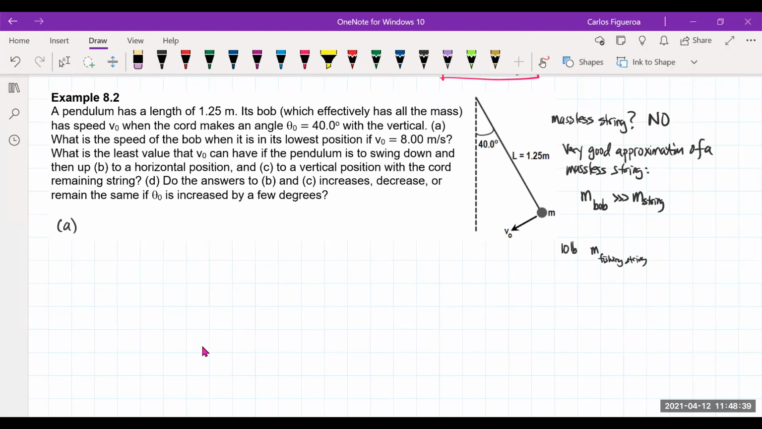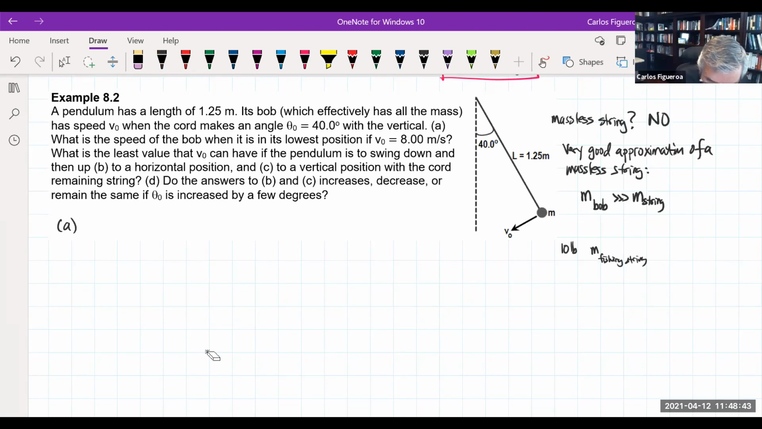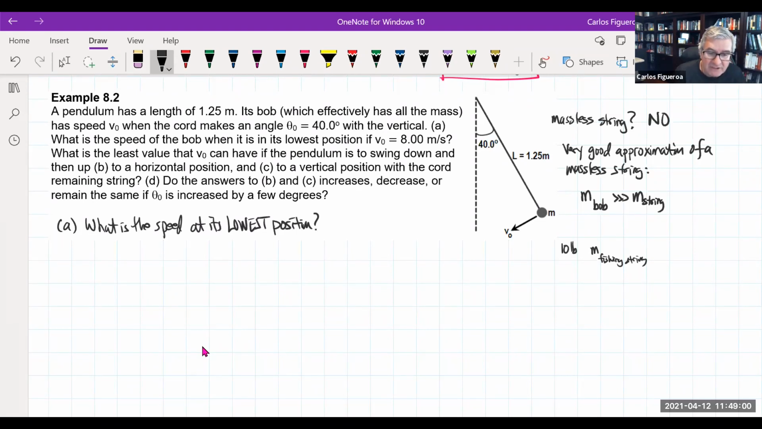And so what we want to do here is that we want to know what the speed is at its lowest position, right? So the question is, what is the speed at its lowest position? So the question is, what's our system?